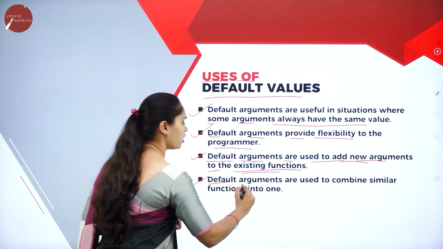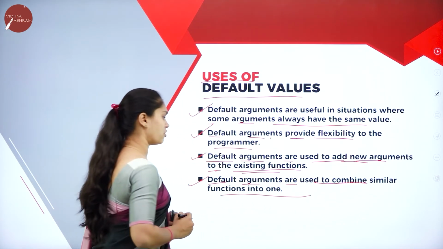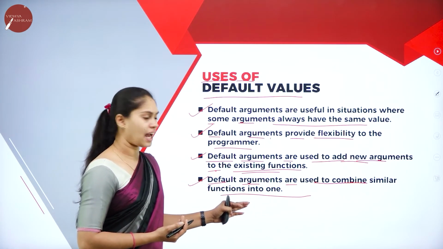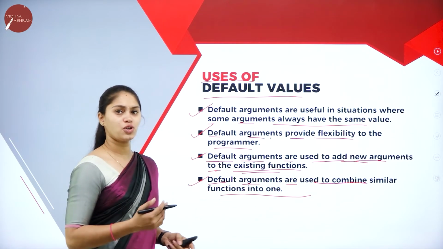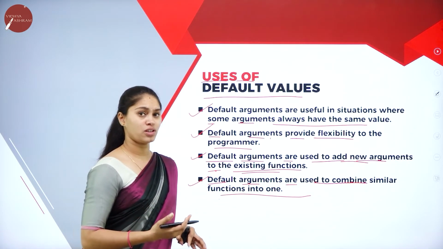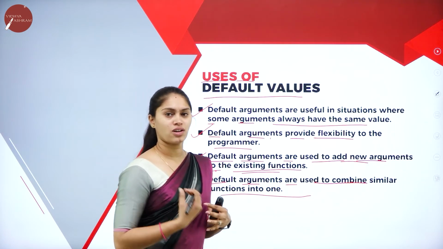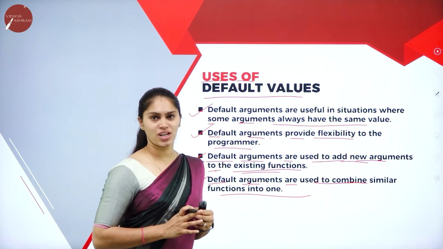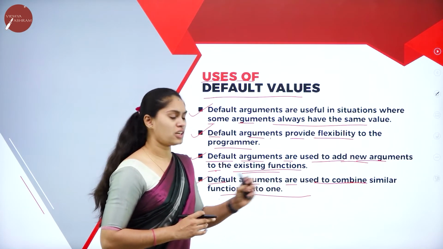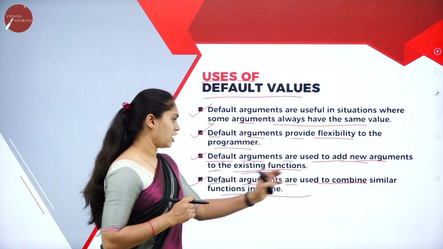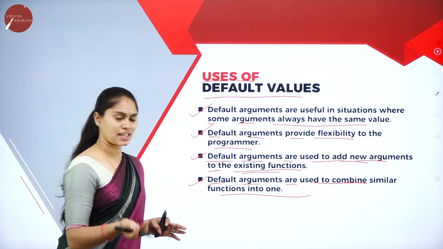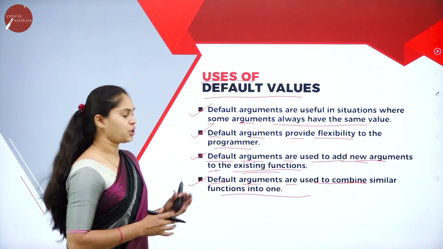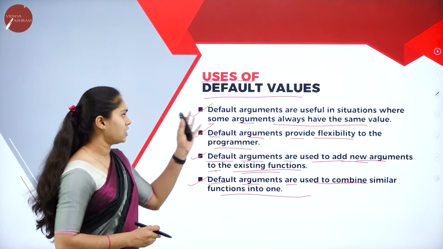Next, default arguments are used to combine similar functions into one. This gives more flexibility, and I can combine similar functions into one. That means no need to worry about giving different values or sending different parameters, because everything has already been initialized. So it will be easy to combine or concatenate similar kinds of functions into one function. These are the uses or advantages of having default values.